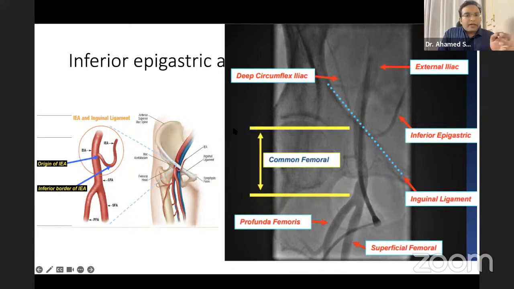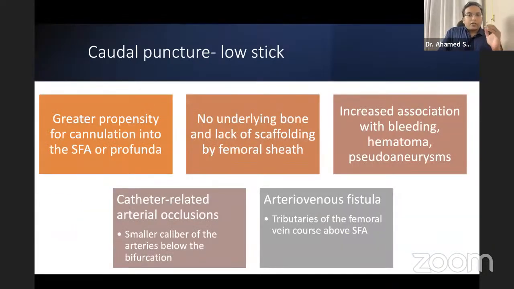And we have to be careful of this artery, the inferior epigastric artery, which is actually just below the inguinal ligament, arising medially. So when we puncture, the ideal site of puncture as described is at the midpoint of the femoral head, 1 centimeter lateral to the medial part of the head.